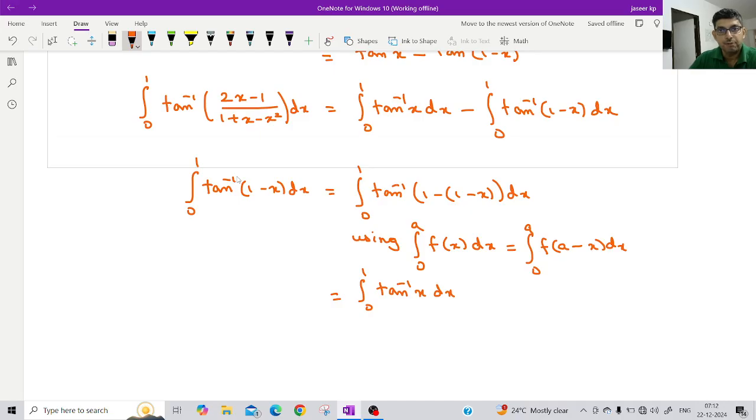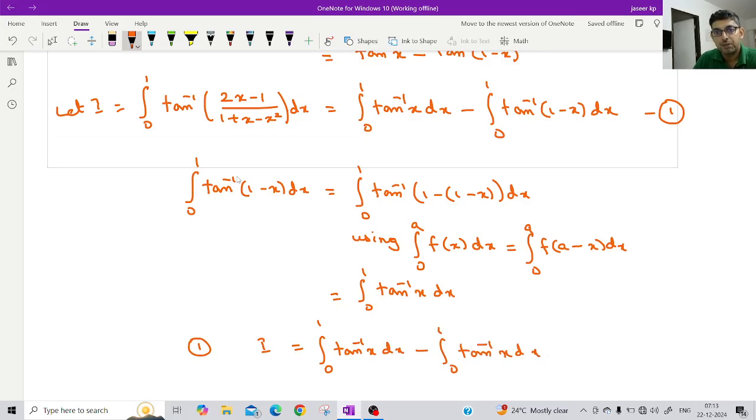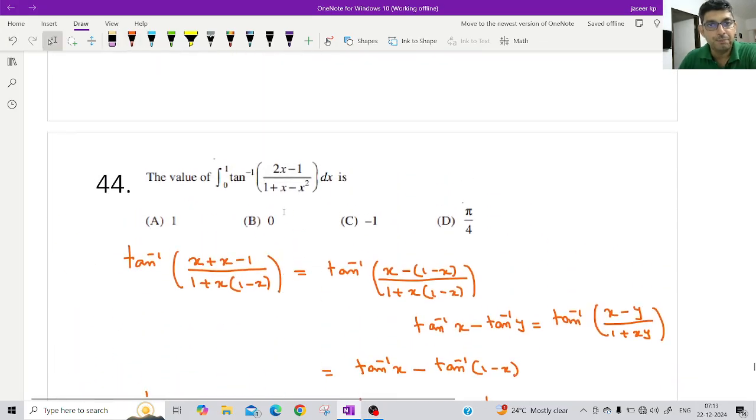So if you substitute here in equation 1, and take this as I, I will be equal to integral 0 to 1 tan inverse of x dx minus the second one, which we already proved to be integral 0 to 1 tan inverse of x dx. So both are the same, which means the answer will be 0. So the answer to this problem is 0, option B. So this will complete the entire miscellaneous exercise of chapter integrals. Thank you.